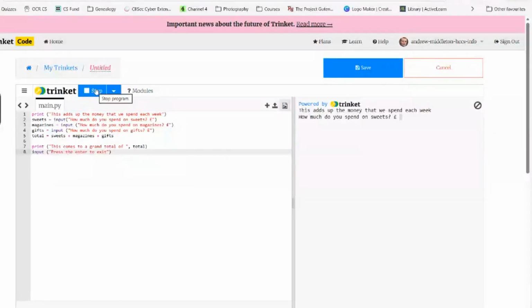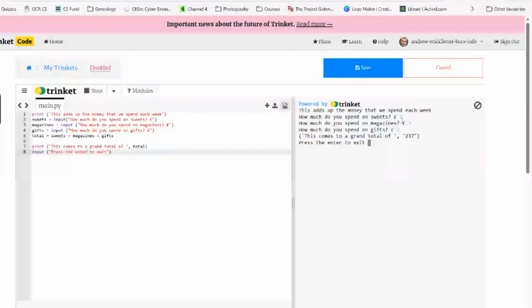And so I run that and it says how much do I want to spend on sweets each week, and I'll say £2. How much do I want to spend on magazines each week, and I say £3. And how much do I want to spend on gifts each week, and I think, well, I'm a very generous man, I'm going to spend £7. And it says that comes to a grand total of 237. And at first I sit there and think, my maths is not that bad. Why is that so wrong? That's not 2 plus 3 plus 7. That's 12, not 237. Press the key to enter, that works perfectly.